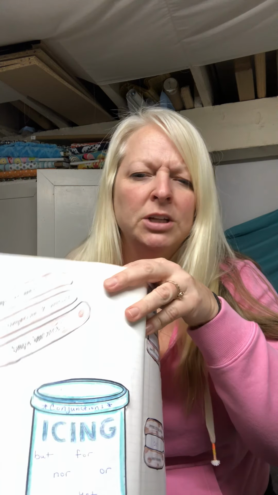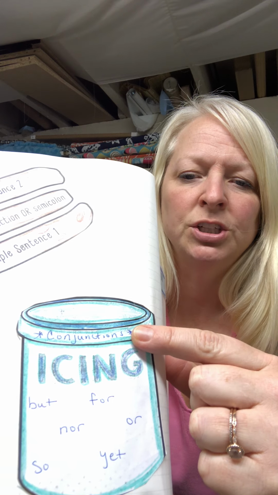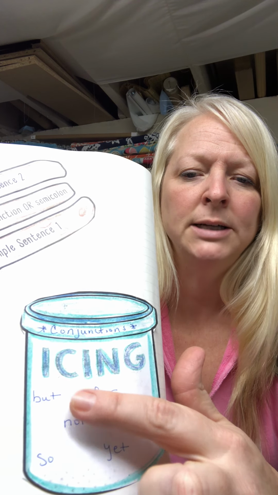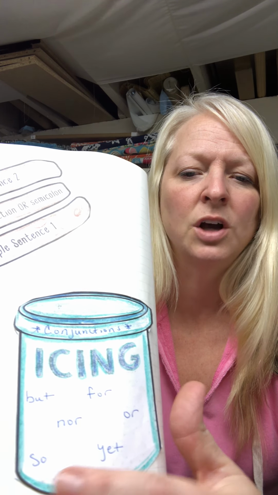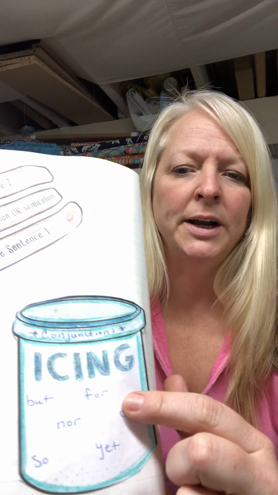But you need some kind of glue or cream in the middle to make it stick together. And so that cream is actually a conjunction. Conjunctions should be fairly familiar to you, especially words such as and or. You use those all the time. But in this particular one, in your icing jar, I want you to write the word conjunctions at the top and then write but, for, nor, so, yet, and or, all in this little jar. You're going to be using those in your writing today.